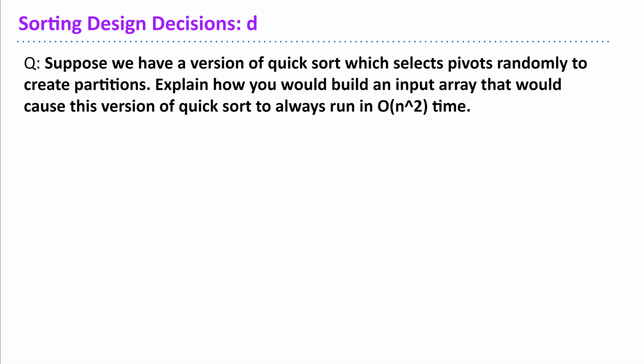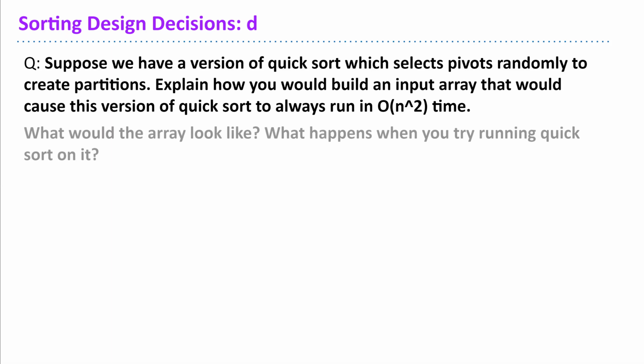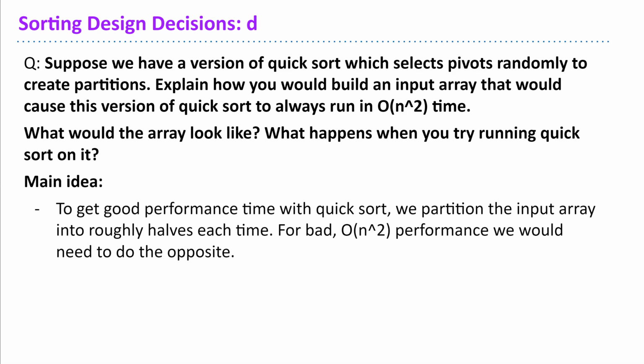have for quicksort, and we already know how we select our pivots. So we select them randomly just from whatever we have available in our input array. So now we're going to have to think about the state of our array. What would the array look like, and what would happen when we tried to run quicksort on it? So the main idea here is that to get good performance time from quicksort, usually we'll just partition the input array into roughly halves, right?